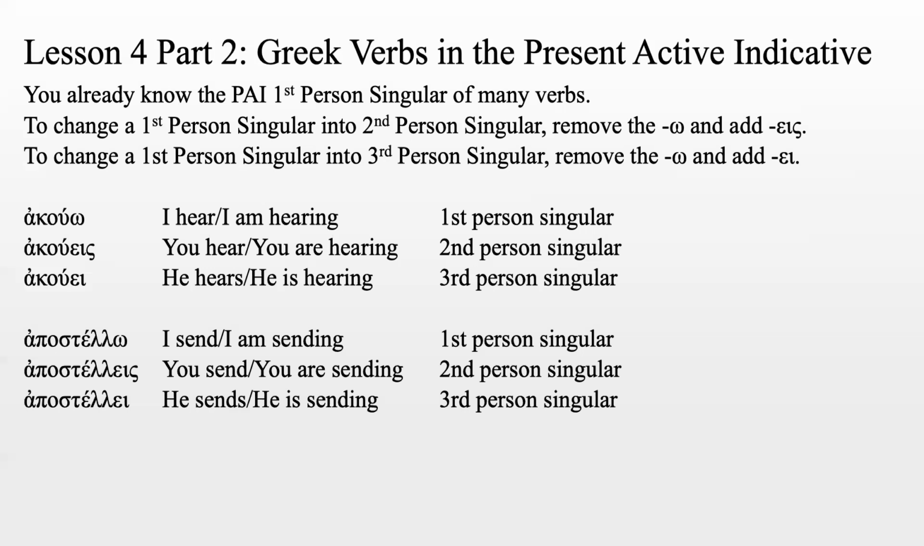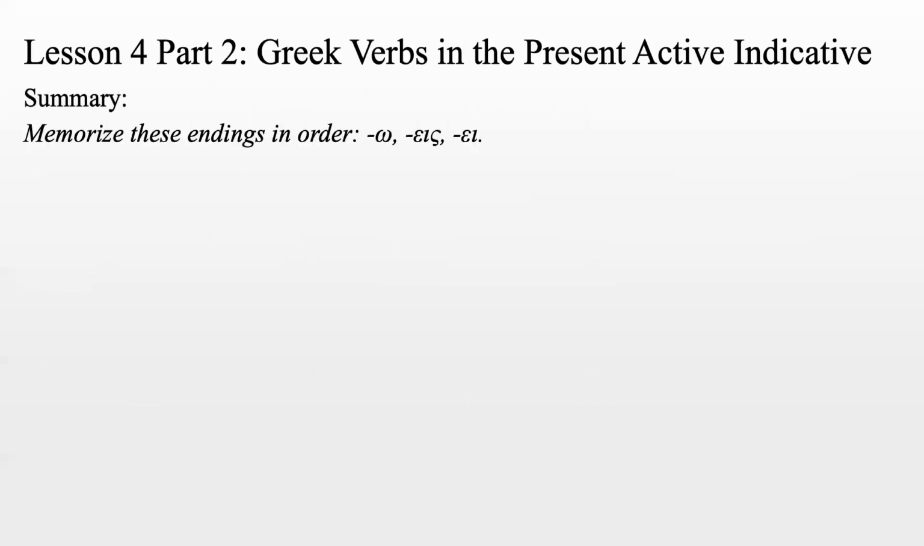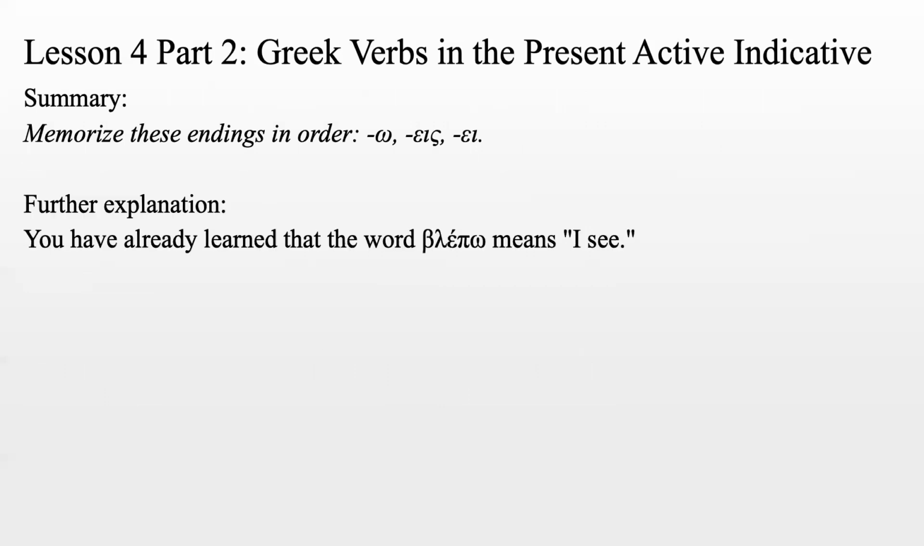Notice how you can remove the ω and change it to εις or ει to change the verb from first person singular into second person singular or third person singular. You can do this with any verb that ends in omega in the present active indicative first person singular. Summary. Memorize these endings in order. ω, εις, ει. Further explanation.